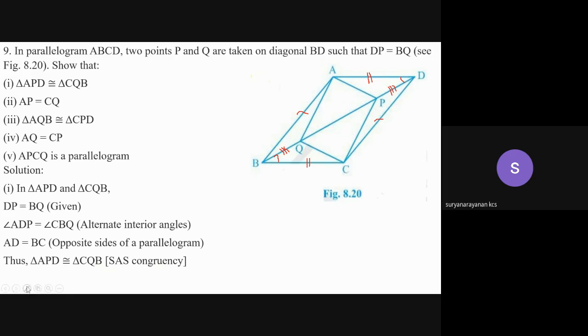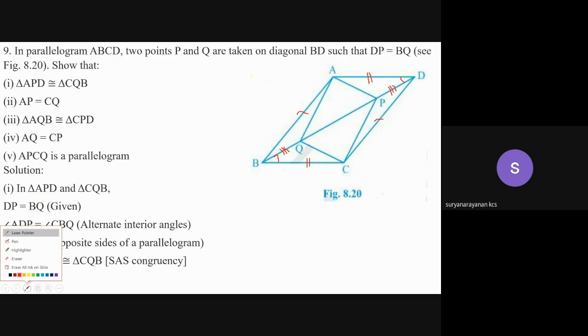Okay, my children, listen carefully here. In these two triangles, I'm showing by laser point. Are you observing this laser point? Yes, sir. In triangle APD and triangle CQB, what are the two letters here? AP. In the first triangle, what are the two letters? AP. What are the two letters in the second? CQ. So these two sides are equal.